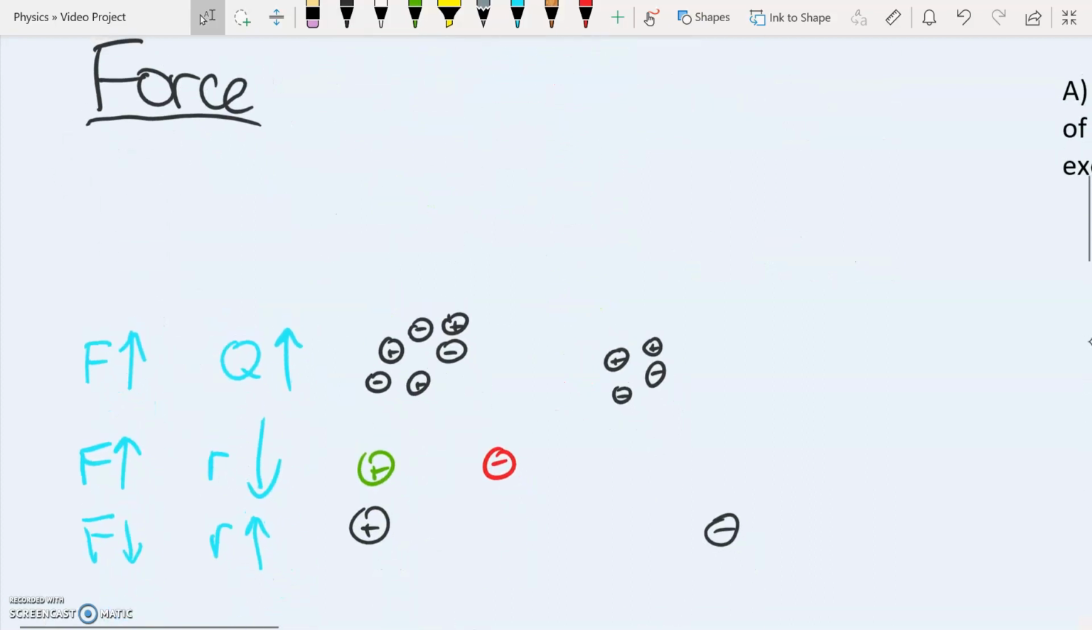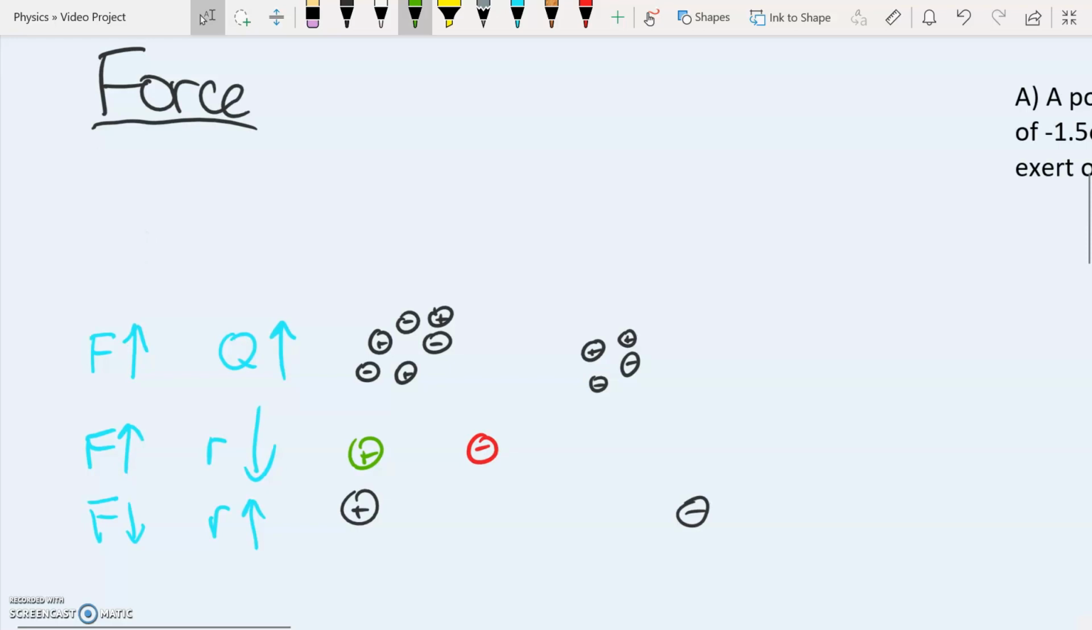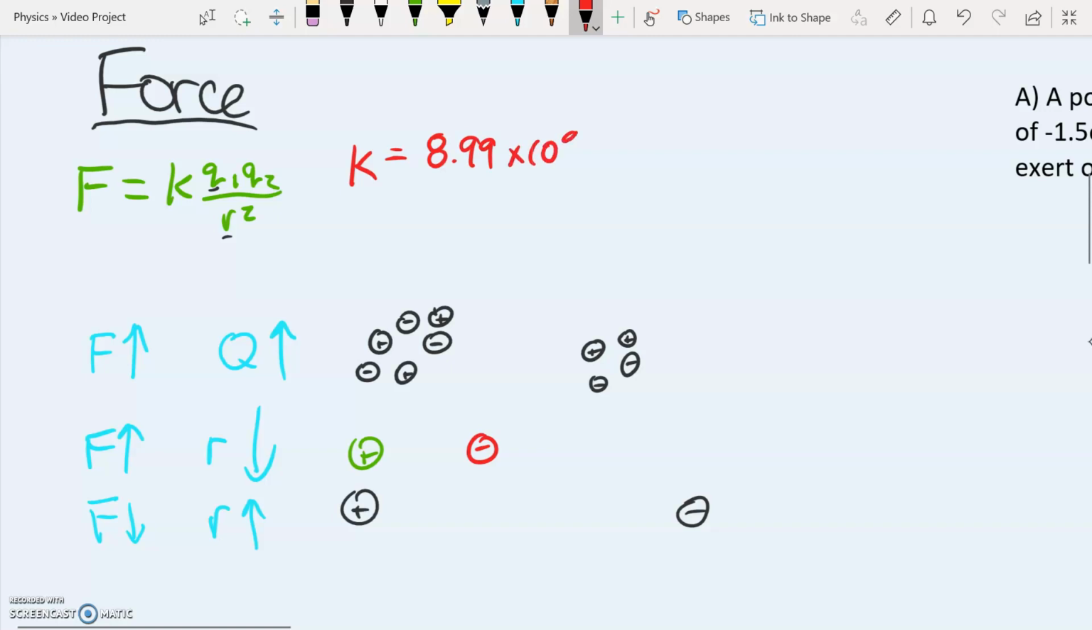This brings us to our first equation. We're going to talk about a few equations today. The force equation equals K times Q1 Q2 over R squared. Let's break this down a little. We know that Q is the charge, R is our radius, but K is our constant. K equals 8.99 times 10 to the 9th.